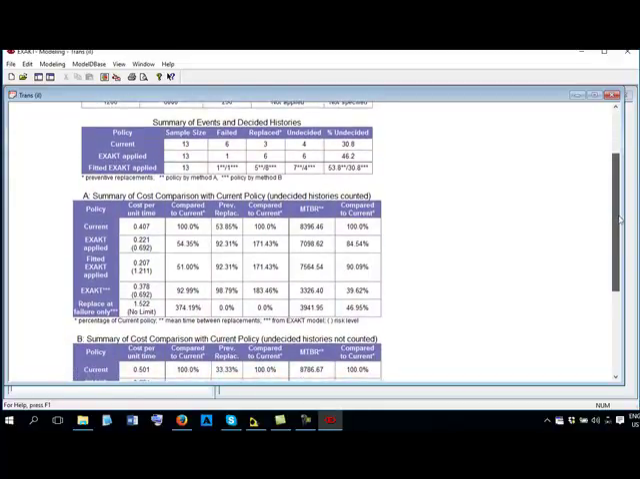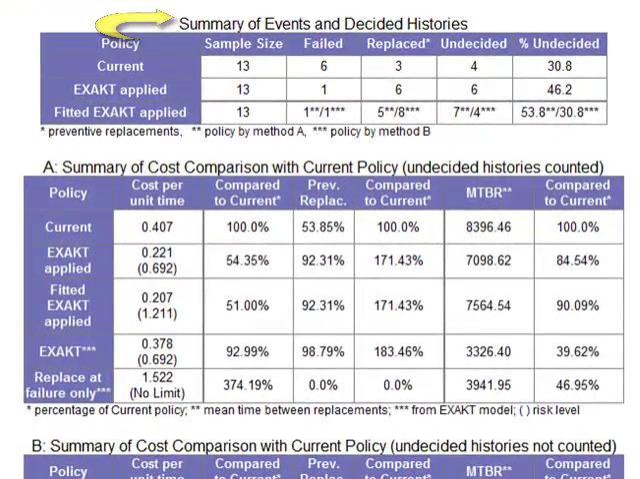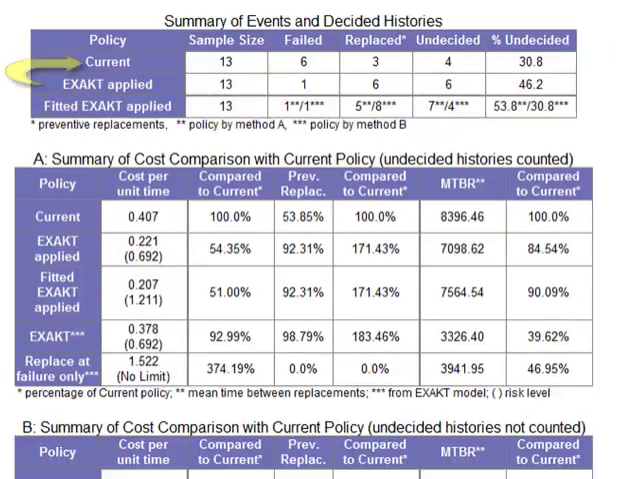The next table is titled Summary of Events and Decided Histories. There are 3 rows whose headers are Current, Exact Applied, and Fitted Exact Applied. The row whose heading is Current tells us what actually occurred in our sample. Of the 13 actual histories, 6 failed, 3 were preventively renewed, that is, suspended, and 4 are undecided. That is, at this time, we don't know whether they will eventually fail or will be preventively renewed. At the present moment, they are still operating.